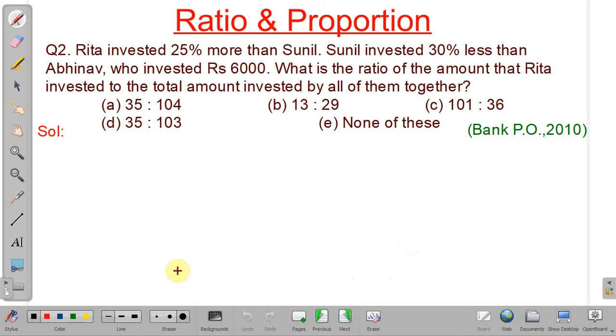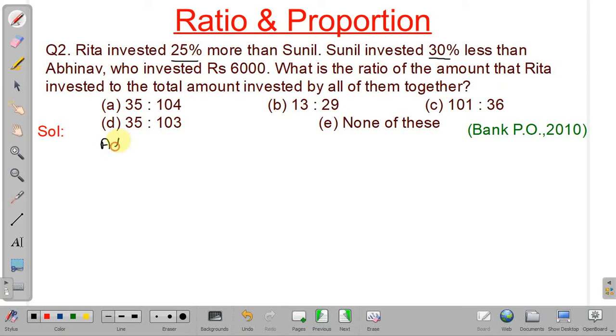See, in this problem, it is given Rita invested 25% more than Sunil. Sunil invested 30% less than Abhinav, and Abhinav's investment amount is given as 6,000. So we have to find the ratio of the amount that Rita invested to the total amount invested by all of them together. Okay.